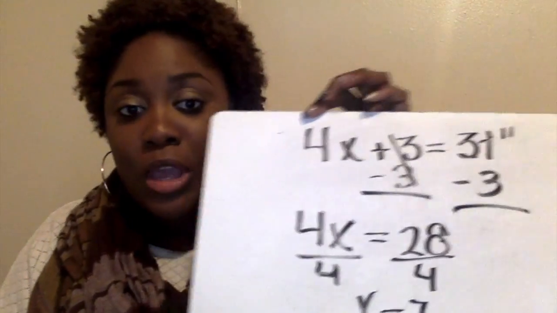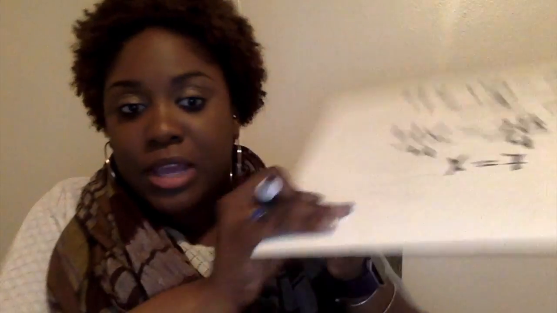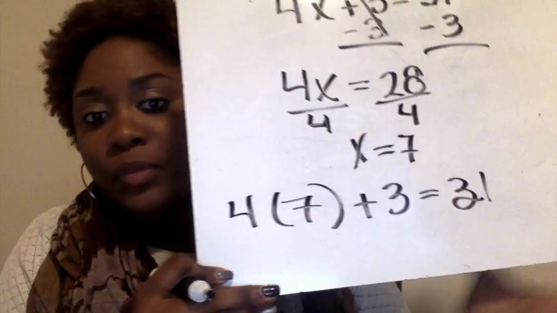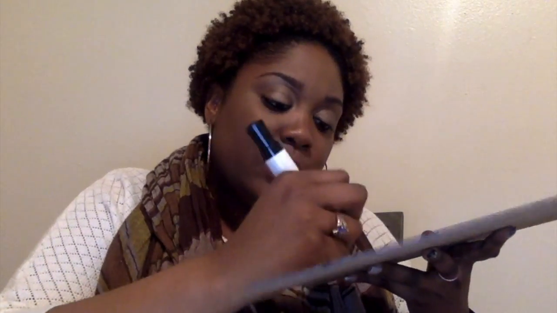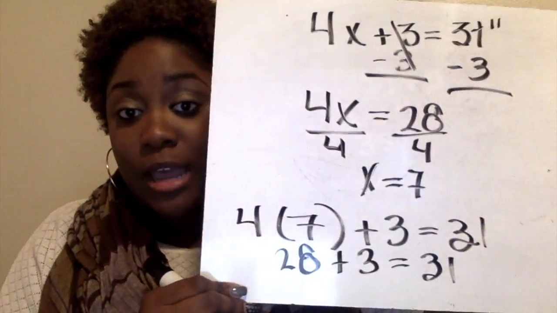If we wanted to check ourselves, the only thing we have to do is take this x value and substitute it back into our original problem. So let's do that too. I have 4, I'm going to substitute my 7 in, plus 3 equals 31. 4 times 7 is going to give me that 28, plus 3 equals 31. Checks out. We're good.